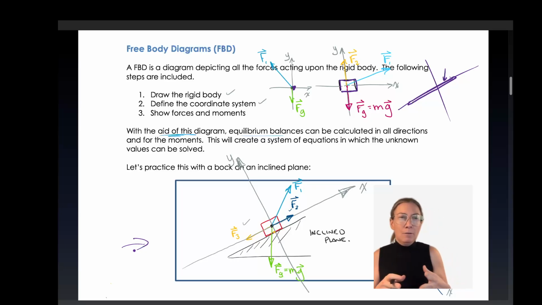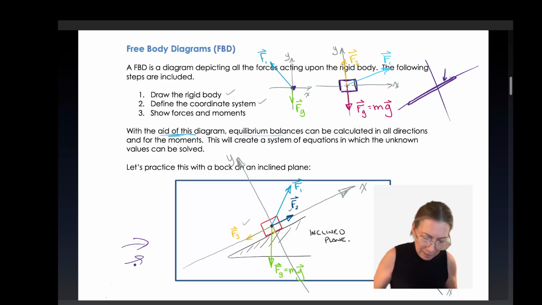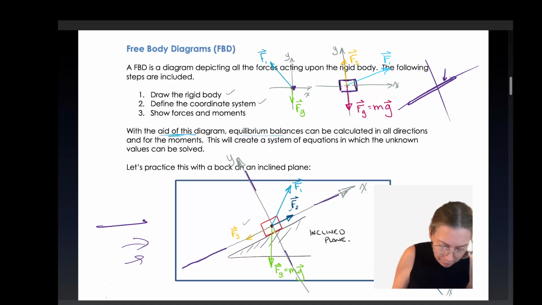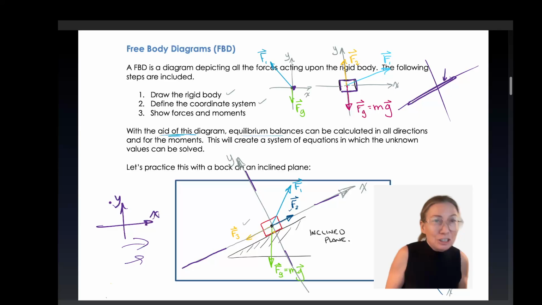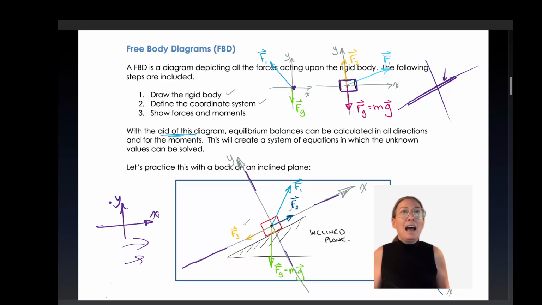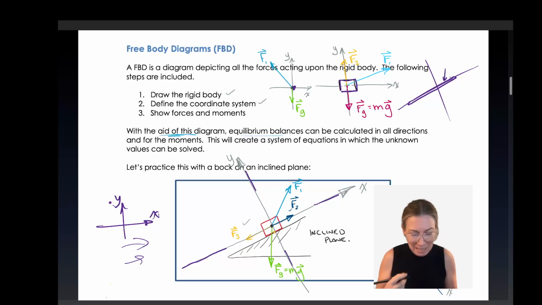So if you, for example, in an inclined plane, if I did not make my coordinate system in line with the inclined plane here, and if I did it horizontal and vertical, just like a classic Cartesian coordinate system, I would actually be putting myself into a little bit of problems because my sum of forces won't be as easy. And then you're going to show your forces and your moments all on that diagram.